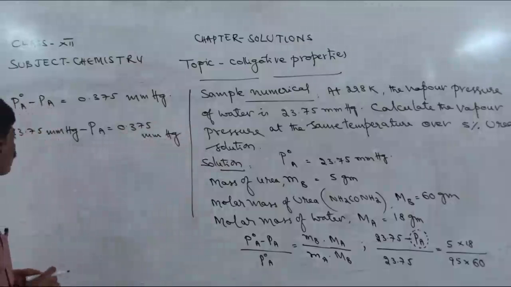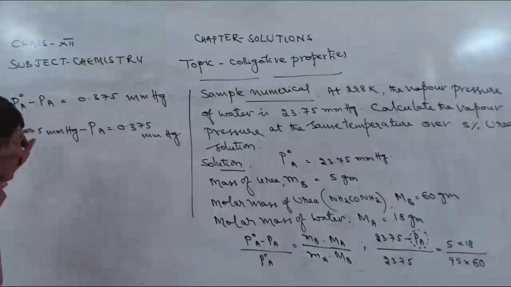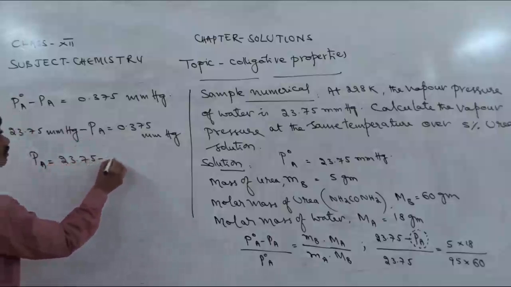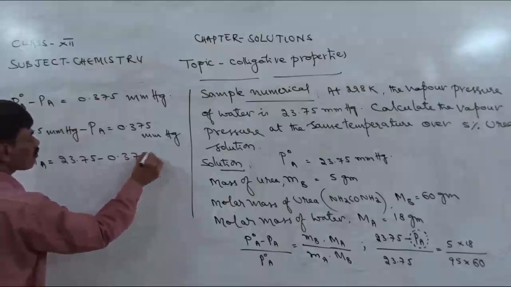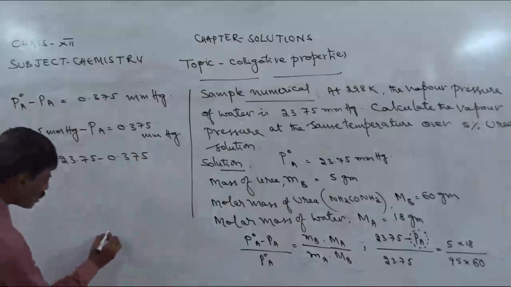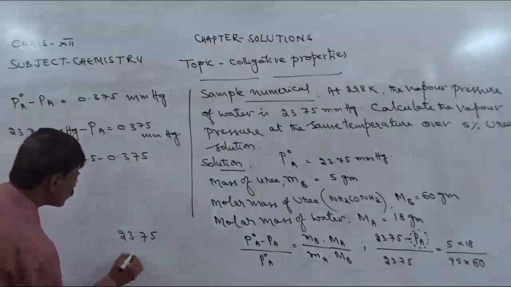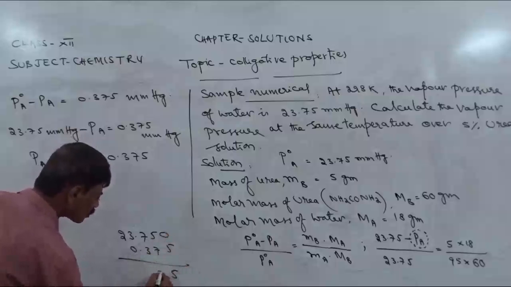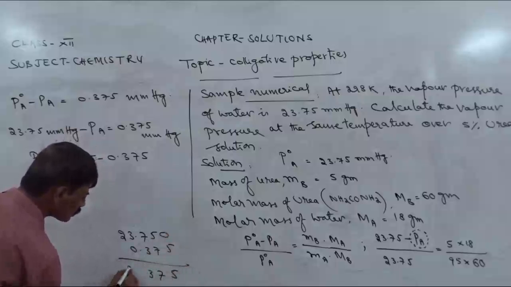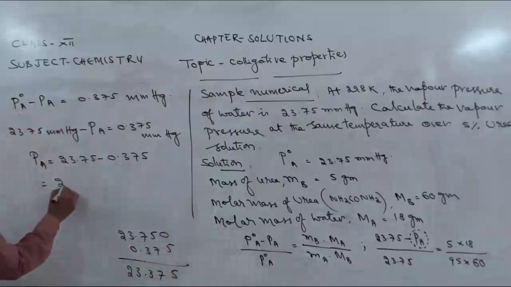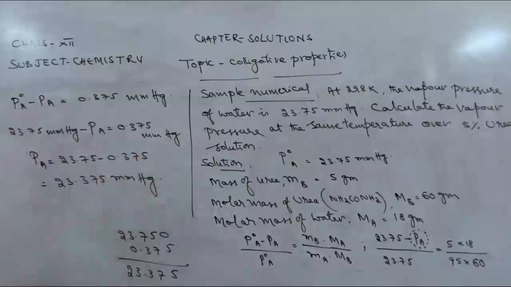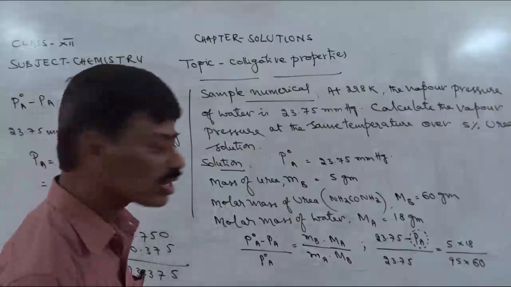Right. Now, relative lowering in vapor pressure. In this colligative property, we want to calculate PA. Now, PA is equal to 23.75 minus 0.375. So, you get the answer, that is 23.375 millimeters of mercury. So in this way you need to work out the numerical.